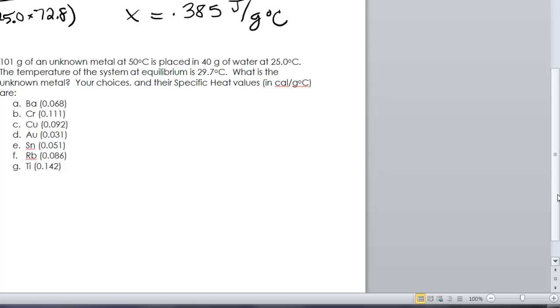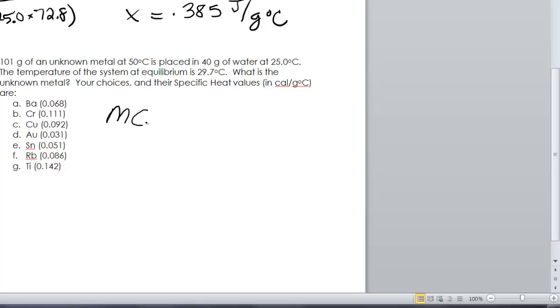I want to know what the unknown metal is. Well, I remember I was saying specific heat is an intensive property, so you can use it to identify a metal. If I find the specific heat, we're going to match it up to that. You can use specific heat to identify metals. So we're just going to do the same thing, but this time I am going to do it all at once, in one problem.